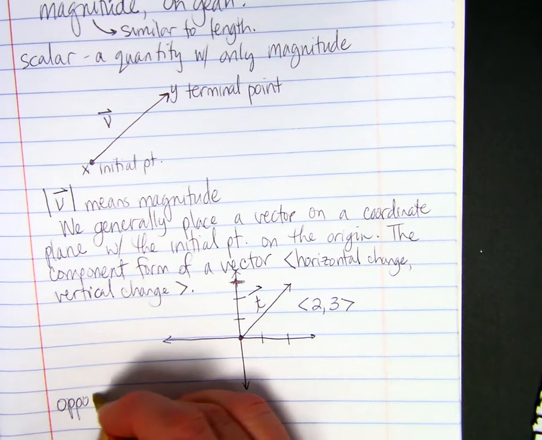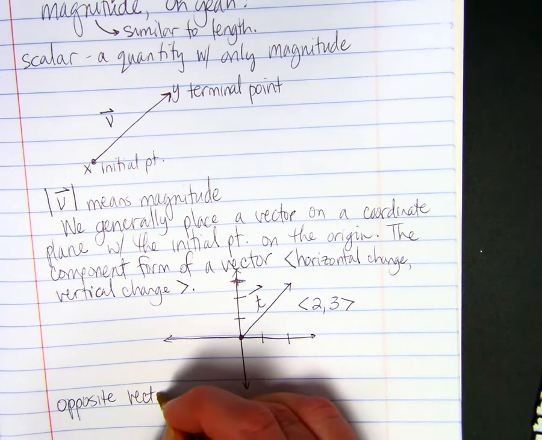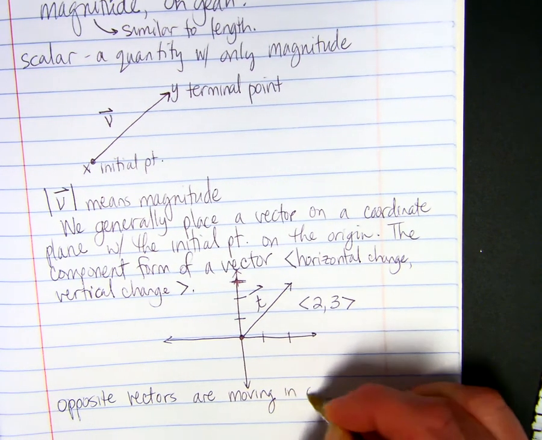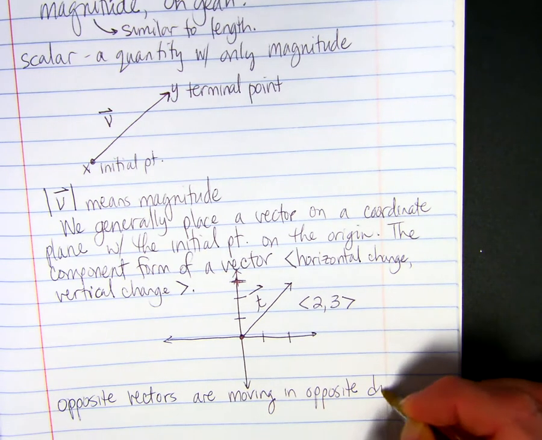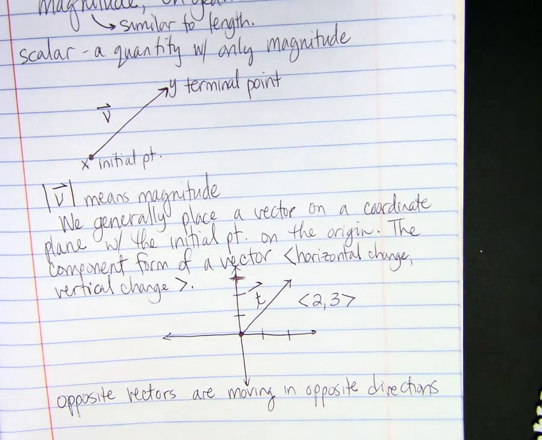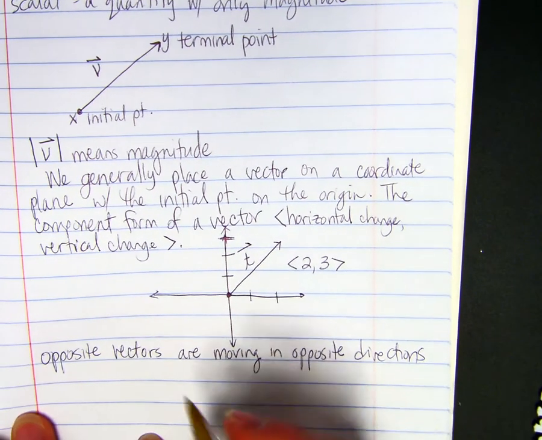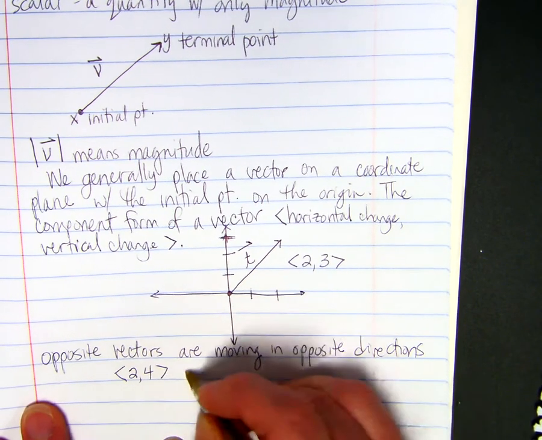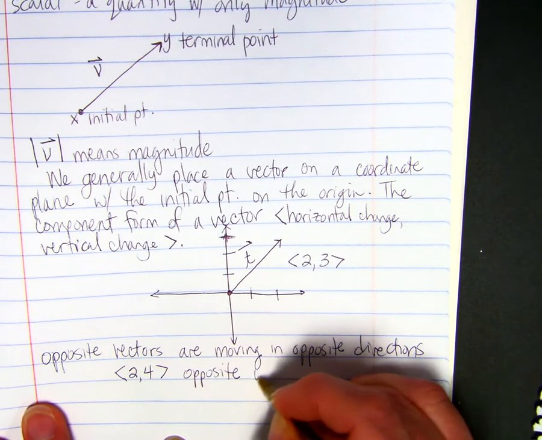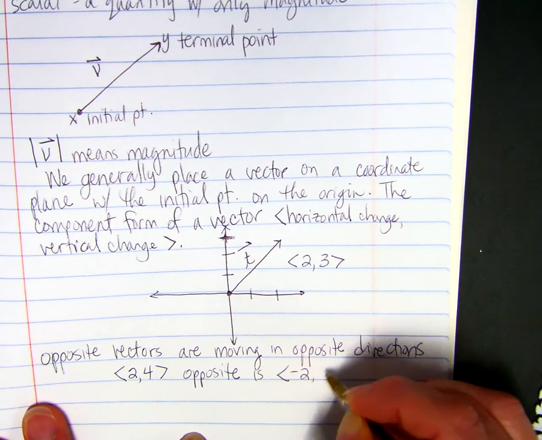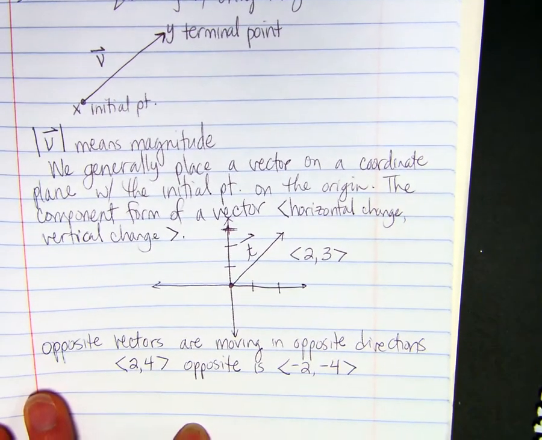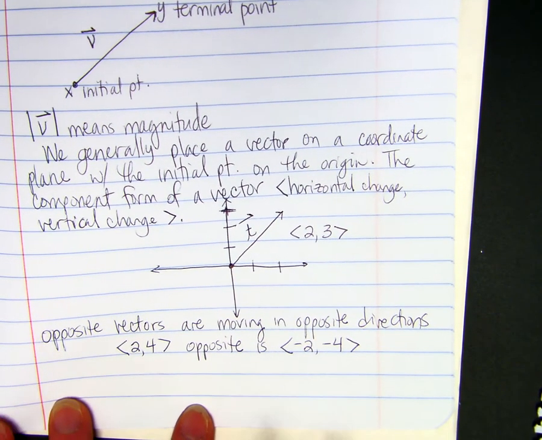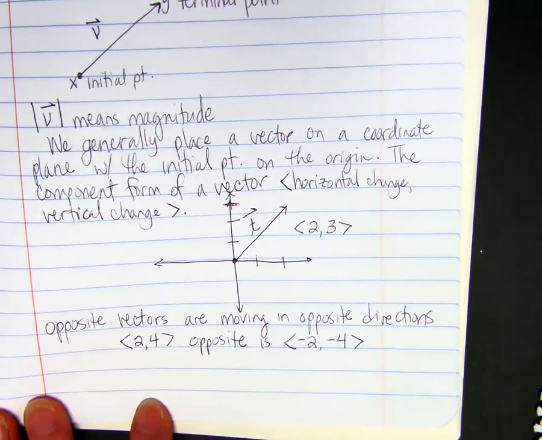Opposite vectors are moving in opposite directions. So if you have vector 2, 4, the opposite of that would be -2, -4. If you were to add those component forms, you would get 0, 0.